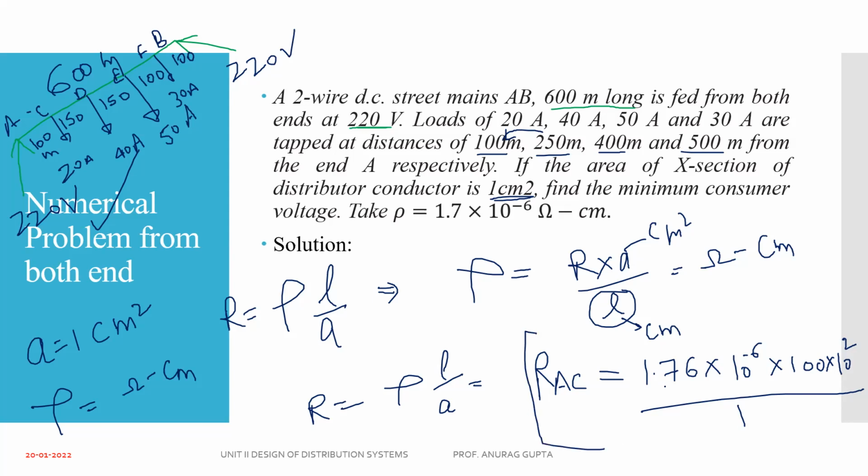Are you getting my point? What are we doing here? So it will be 10 to power 4. So 1.76 into 10 to power minus 2. So the answer will be 0.00176 ohm. That's the resistance of 100 meters. Similarly, I'll find for 150 meters. Similarly, next are RCD, RDE, REF, and RFB. That we have to find.